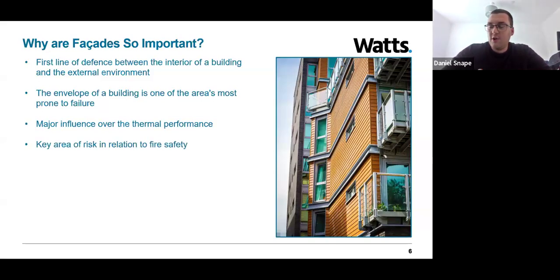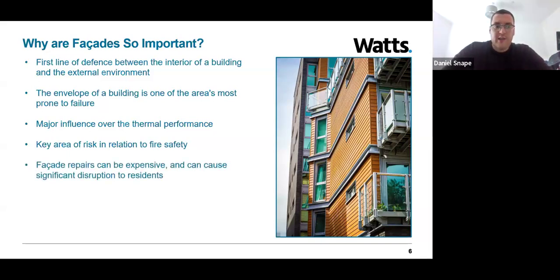Perhaps one of the hottest topics in the industry at the moment is fire safety. And facades are really an area of key risk in relation to fire safety. Their design can either reduce or prevent, or accelerate, the movement of fire throughout a building.